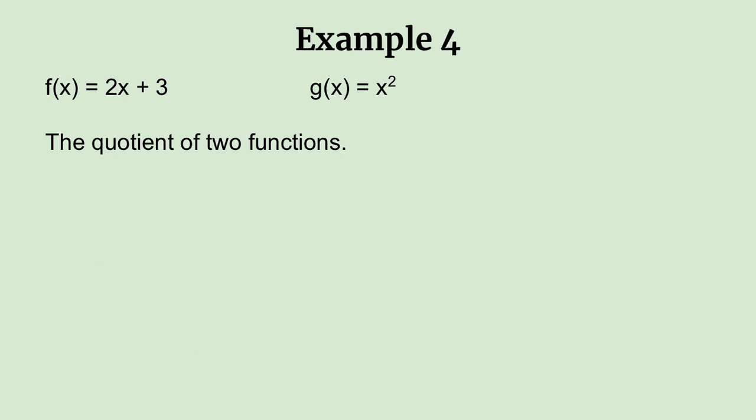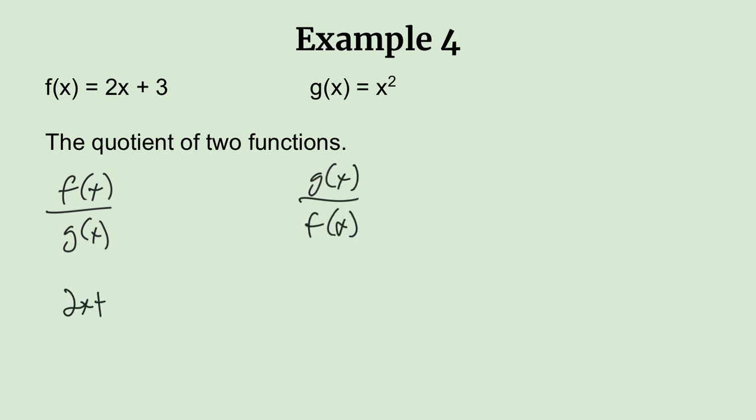Dividing, so the only thing you've got to be careful of here is that the denominator cannot equal 0. Order matters, so we can write two different ways. First one would be 2x plus 3 over x squared, where x does not equal 0, because that's the only place where x squared equals 0. For the other one, we'd have x squared over 2x plus 3.